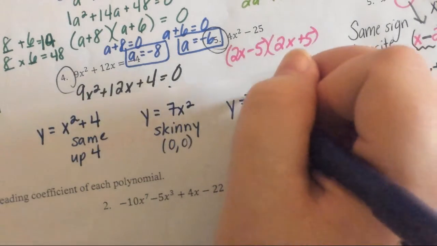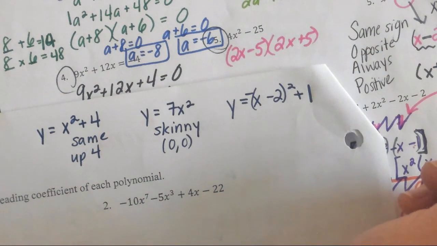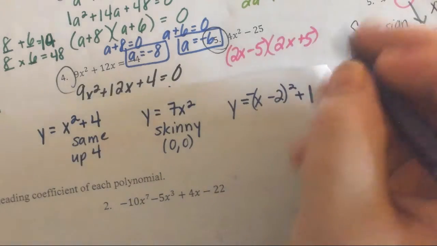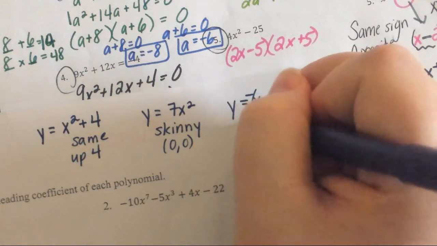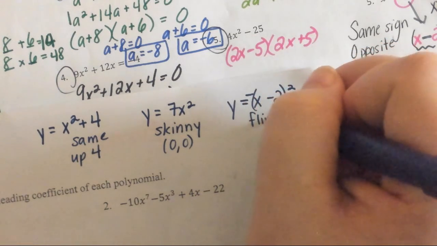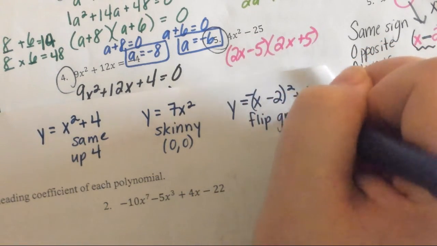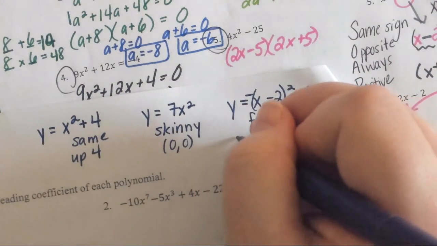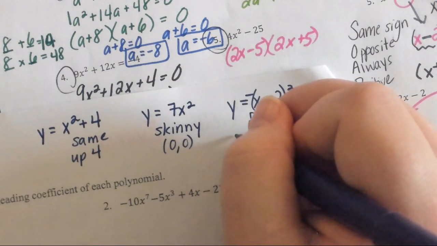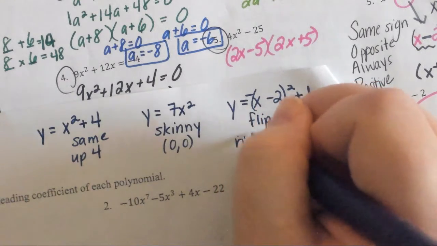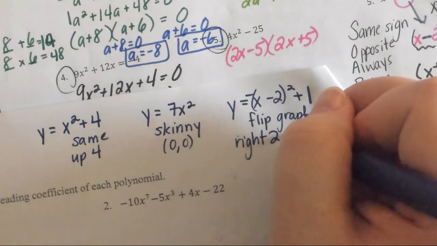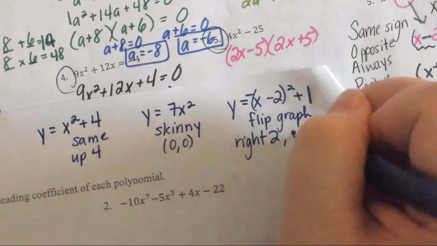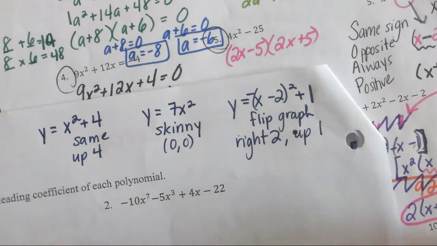And then our last one, with that minus sign on the outside, what does that minus sign on the outside do to my graph? Yes, so it flips it. And then that minus 2 on the inside means we move left or right 2. And the plus 1 on the outside means we move up 1.